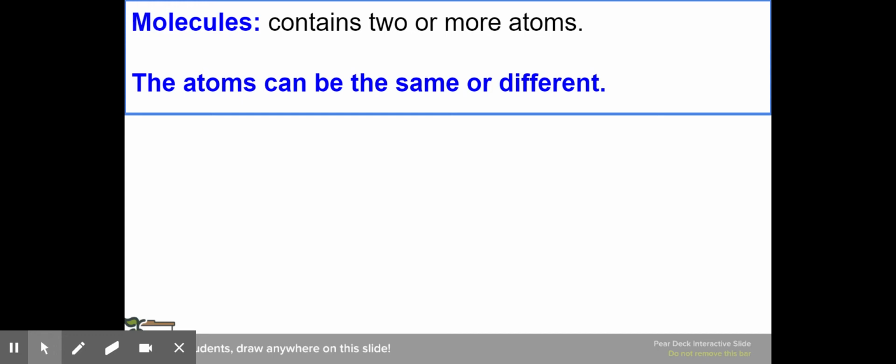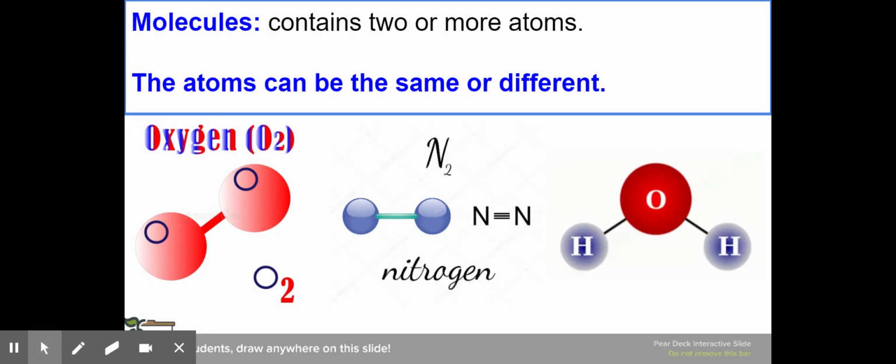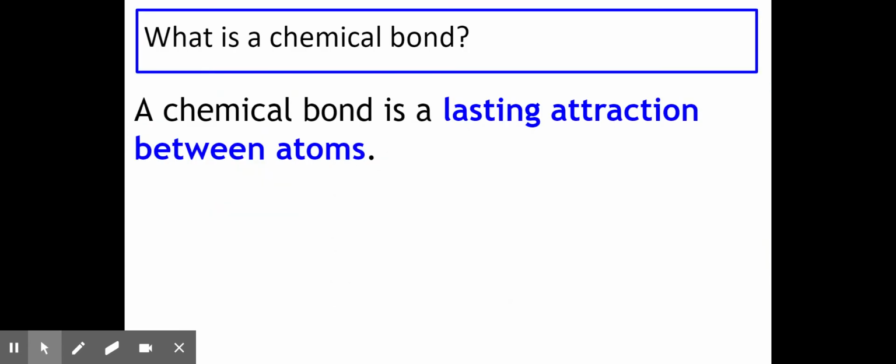Compounds contain two or more different kinds of atoms. Molecules contain two or more atoms. Those atoms can be the same or different. Okay, like oxygen, nitrogen, water, we normally call them molecules. Okay, so what is a chemical bond?